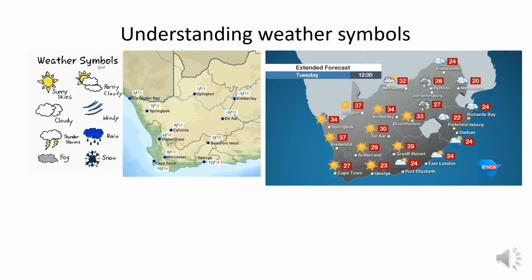What about East London? What type of weather will they be having? If you have a look clearly, there's a cloud and a sun. And if you go back to the first little chart that says weather symbols, you will see that that means partly cloudy.